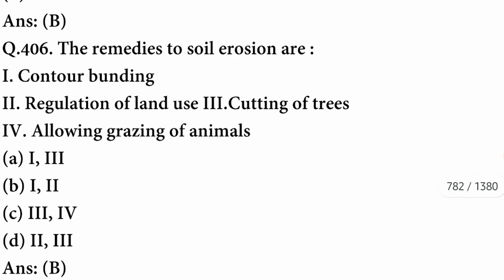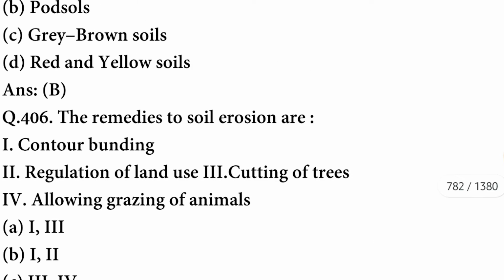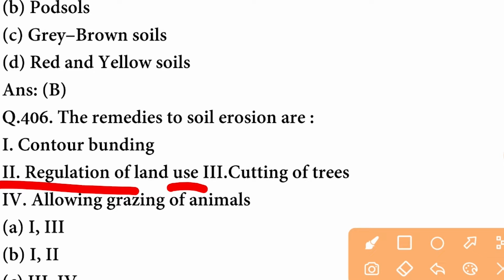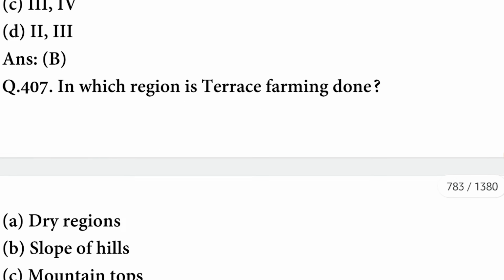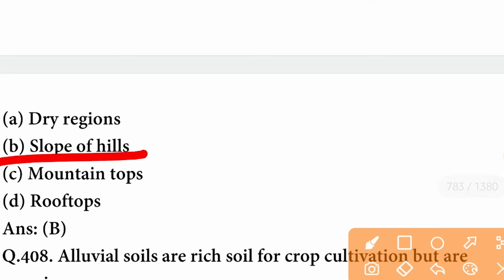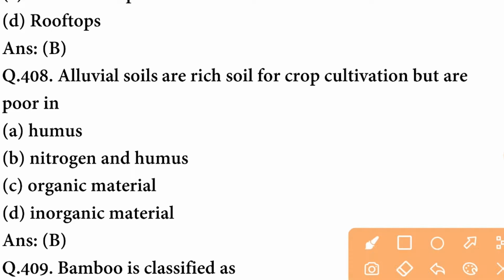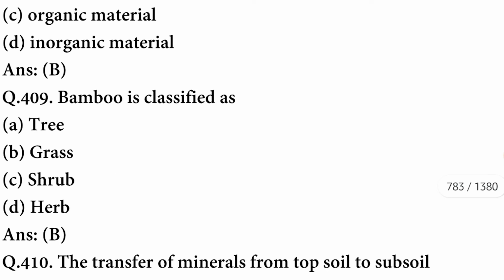The remedies to soil erosion are contour bunding and regulation of land use. B option is correct. Next question. In which region is terrace farming done? The region is slope of hills. B option is correct. Alluvial soils are rich soil for crop cultivation but are poor in nitrogen and humus.